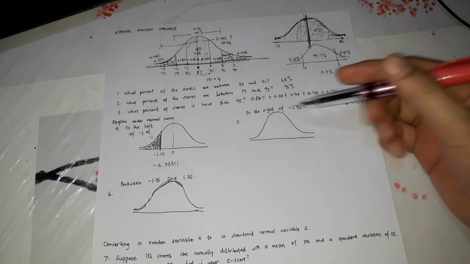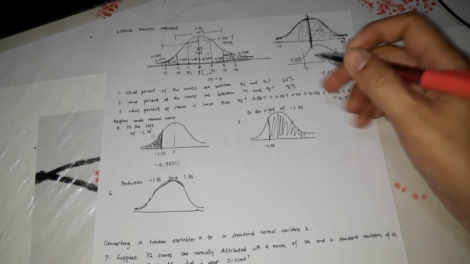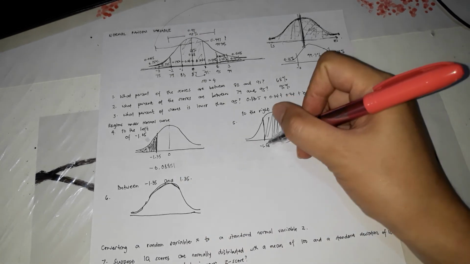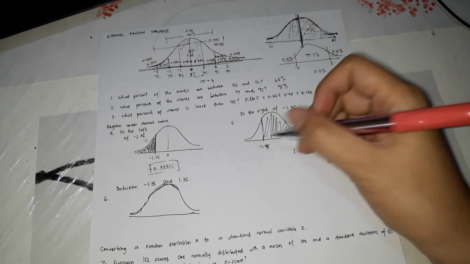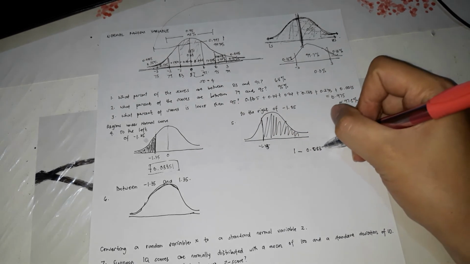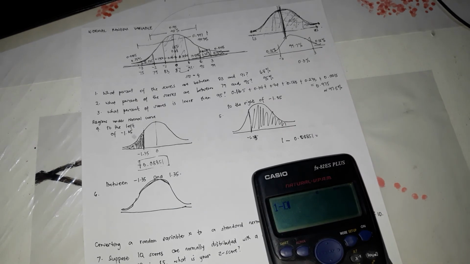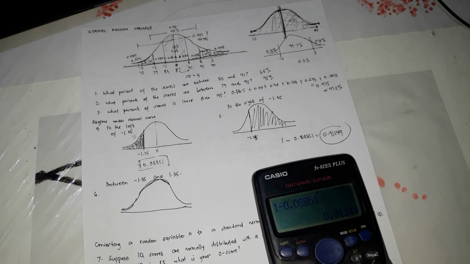Next, what if to the right of negative 1.35? Make a line to the right. We know the left of that is 0.08851. To the right, because the total area is 1, bawasan mo ng yung score na nakuha mo doon. So 1 minus 0.08851 is 0.91149. So this is the area to the right of negative 1.35. Again, to the right, it's 1 minus yung score na nakuha mo sa table.